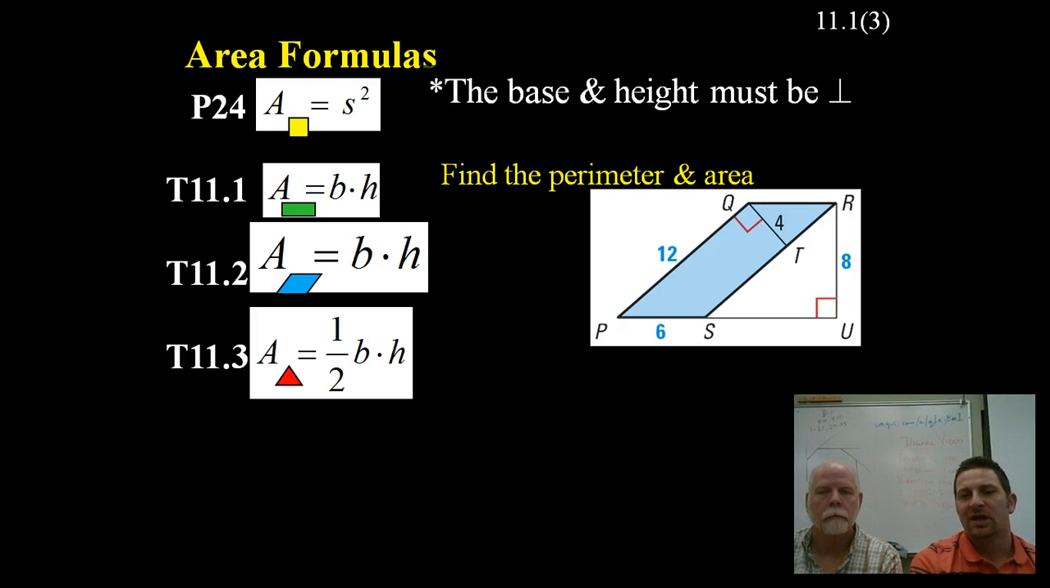And as you can see, they've drawn in two different heights that you could use. You could use the height of 4 inside the shape. Notice there's a perpendicular right there between the two parallel bases. Or you could draw one from the outside where RU is. They draw that one in, make a perpendicular with the PS side on the bottom, and you can have a height of 8 there.